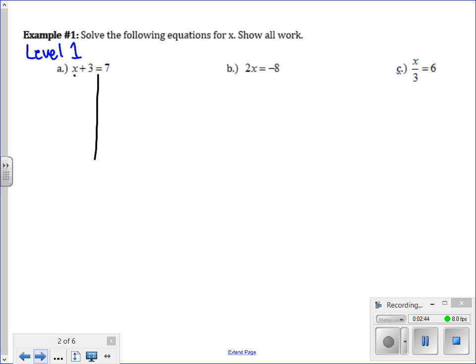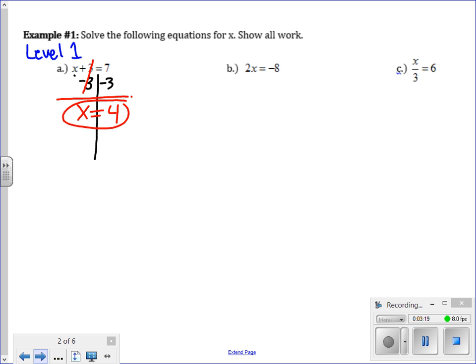Now the 3 is being added to x. And we said before, the opposite of adding is subtracting. So I'm going to subtract 3 from both sides of this line. When I subtract 3 on the left-hand side, it actually cancels off because 3 minus 3 is 0. And I'm left with just x on the left, and then 7 minus 3 is 4. So my whole answer is x equals 4.